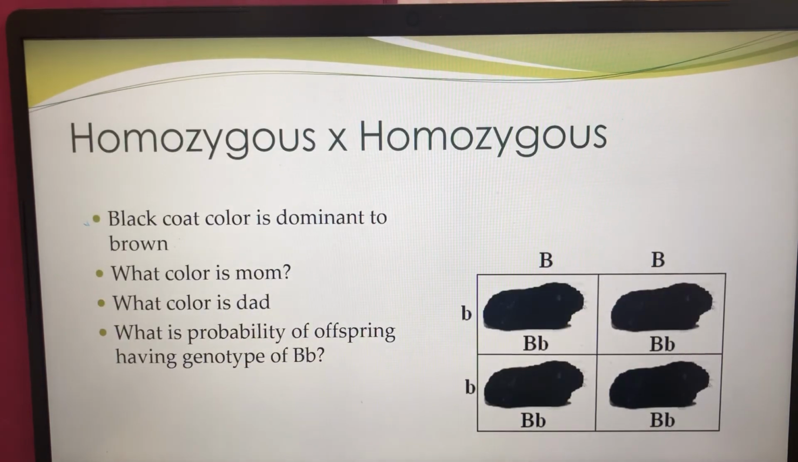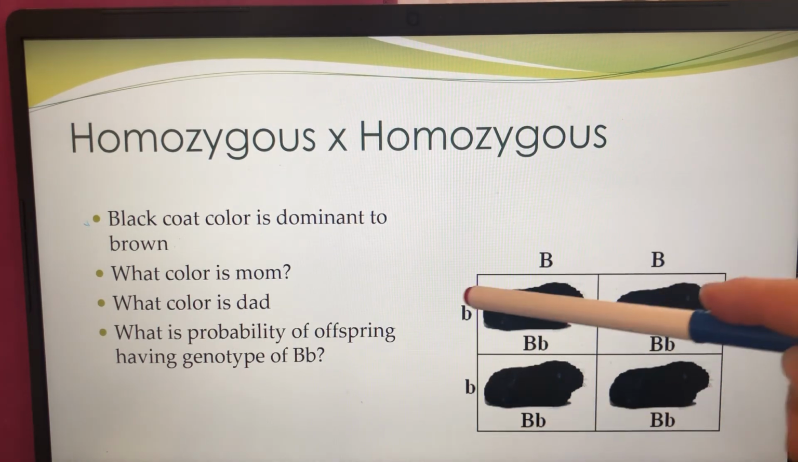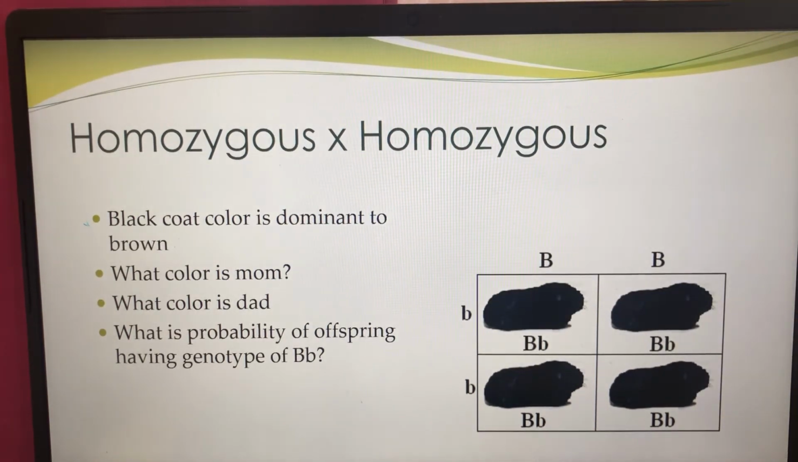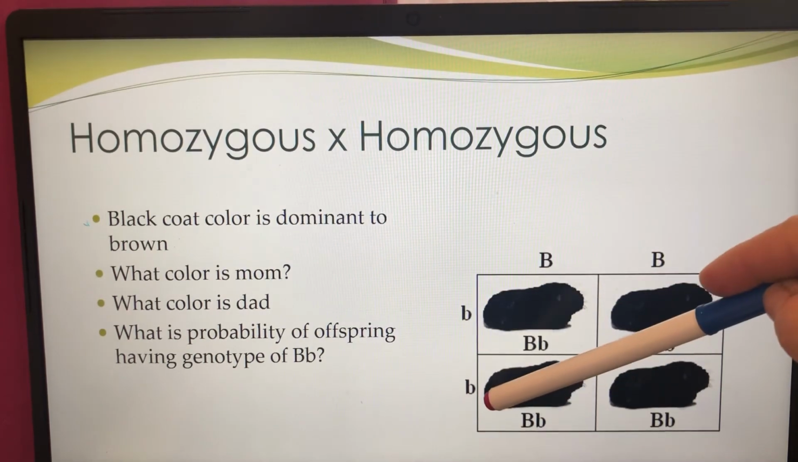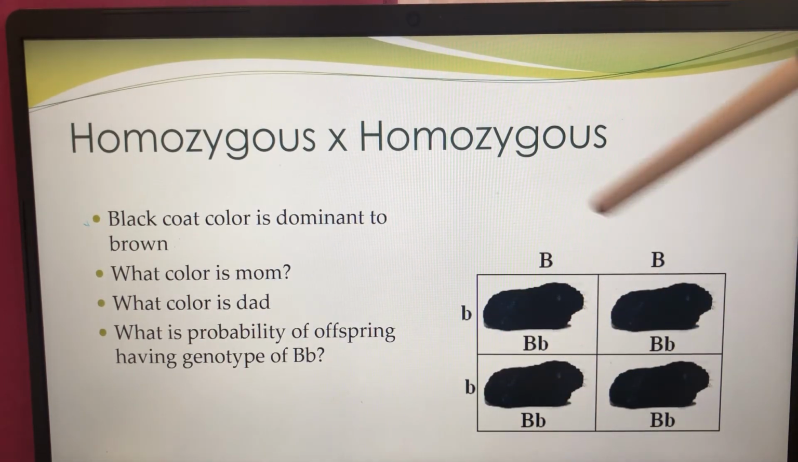Okay? So these are little guinea pigs. It's saying black coat color is dominant to brown. And the coloring here is a little funky, but let's say this was dad. What is the coat color of mom? Little b, little b. If black coat color is dominant to brown, she'd have to have brown. And what color is dad? He's a homozygous dominant black.